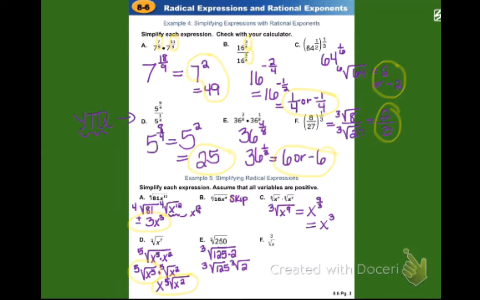And now I could go ahead and take care of the part that is the perfect cube. I know that the cube root of 125 is 5. So I could just write this as 5 times the cube root of 2. And that would be considered simplified.